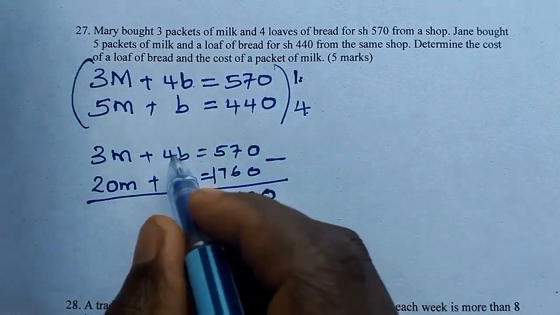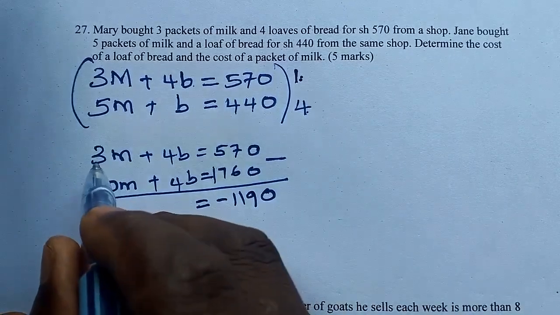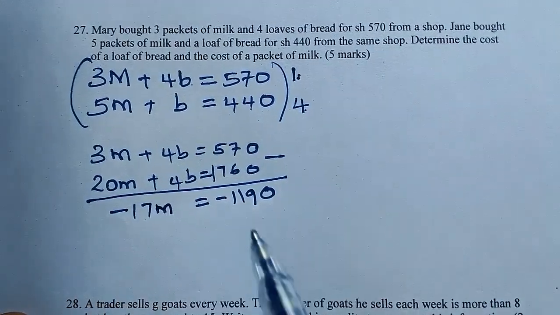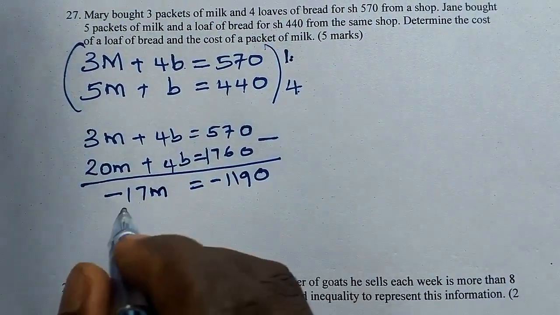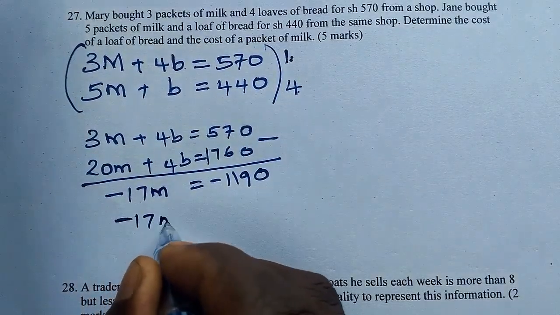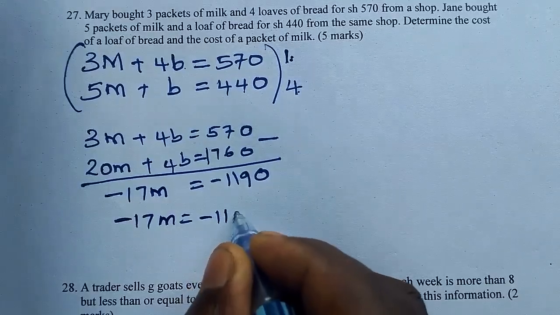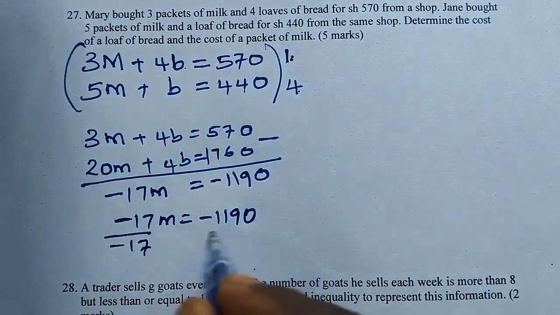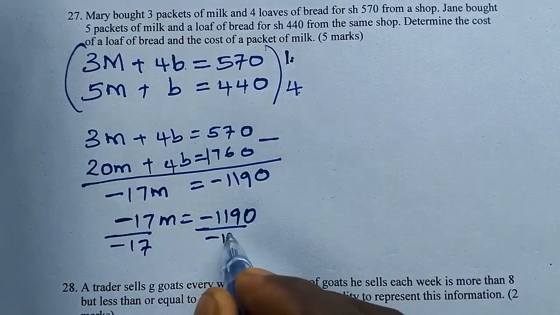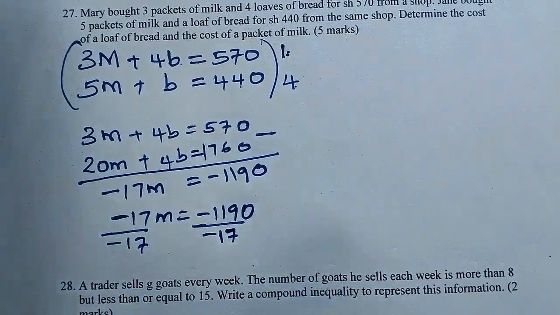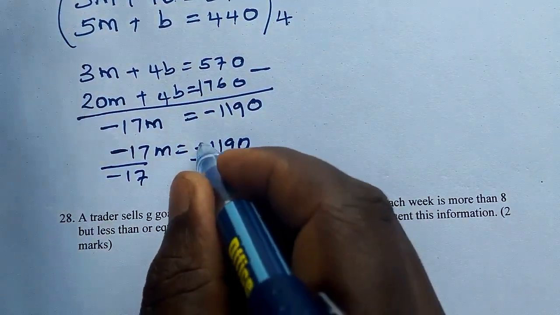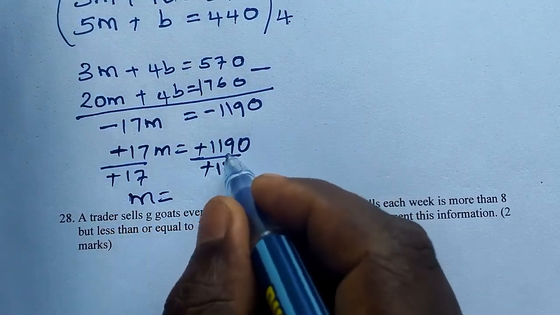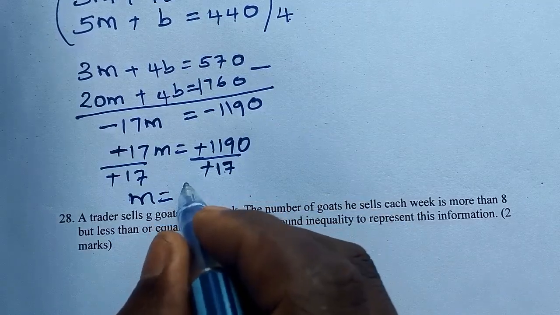4B minus 4B is 0. So 3M minus 20M, the answer is negative 17M. So negative 17M is equal to negative 1190. So divide by negative 17, divide by negative 17. A negative divided by a negative is a positive. So M is equal to, you divide this by that, you get the answer to be 70.